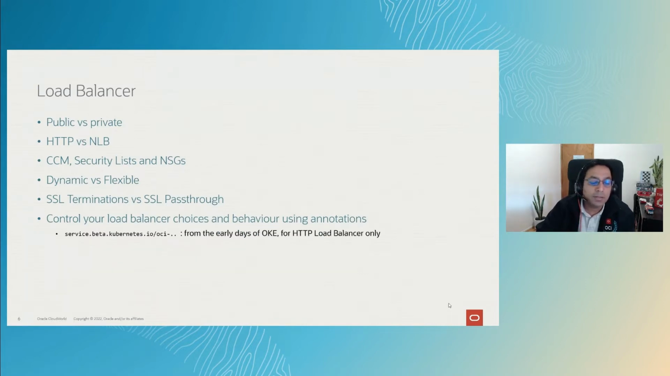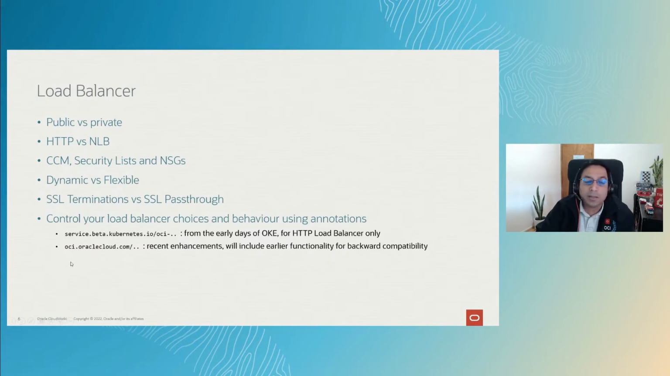The annotations come in three buckets. The first one is service.beta.kubernetes.io. These are from the very early days of OKE, and they are used for the HTTP load balancer only. For example, if you want to override the visibility of the load balancer and set it to private, you would use an annotation from this bucket.